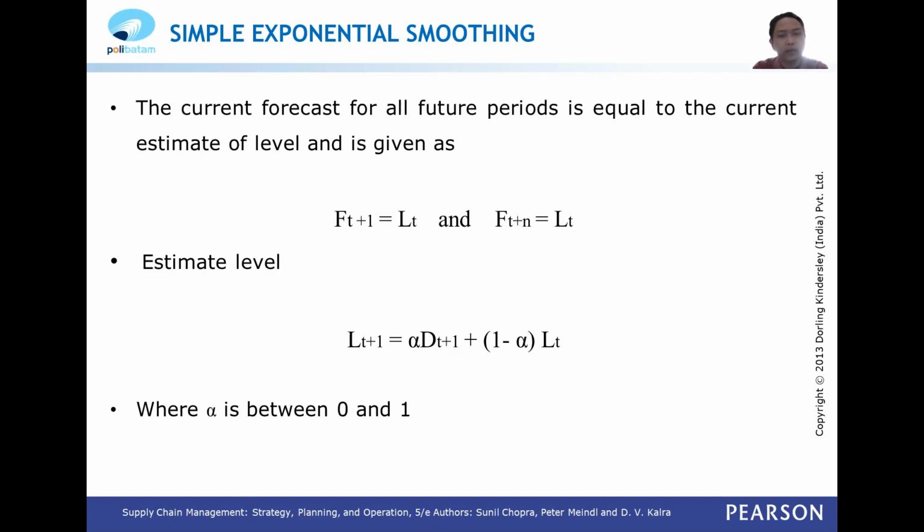After the actual demand value for T+1, or D(T+1), is obtained, then the forecasting value can be revised based on the actual demand value at period T+1. And the estimated level becomes the level in time period T+1 equals alpha multiplied by D(T+1) plus 1 minus alpha multiplied by LT, where alpha is the constant value for the level with a value range between 0 and 1.